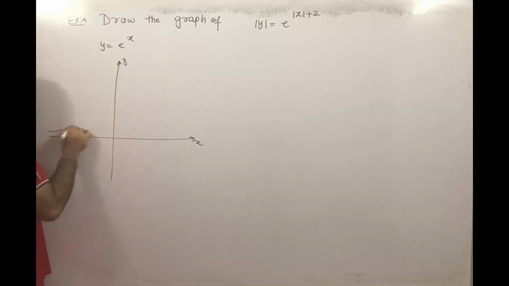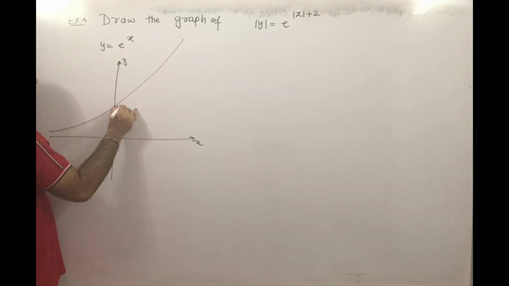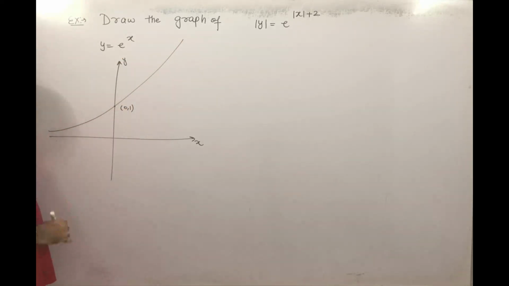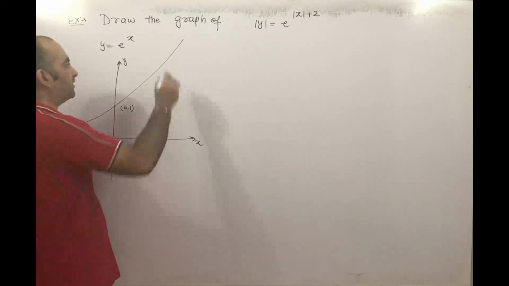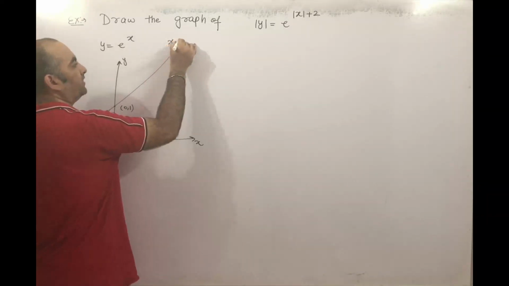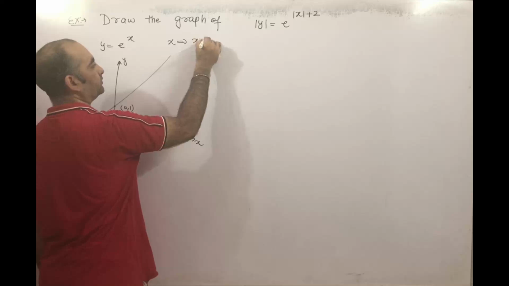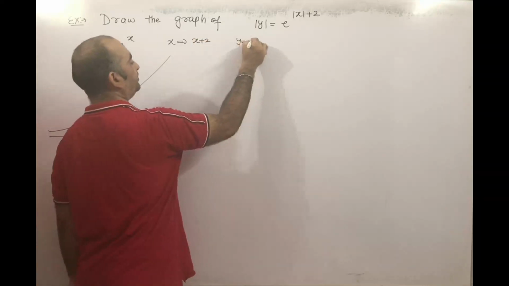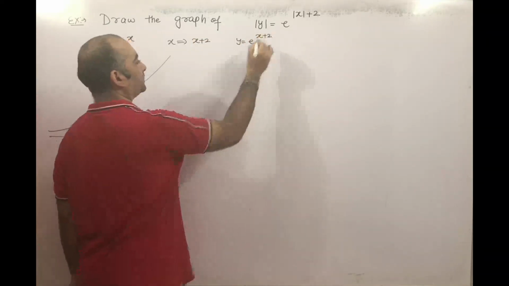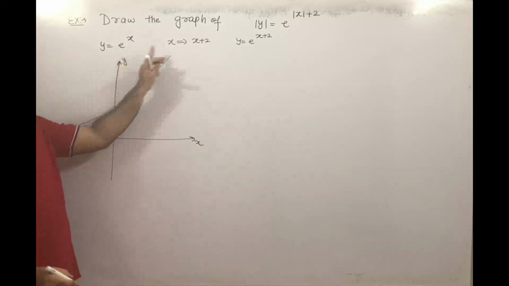So this point will come at (0, 1). Now here, first what you will do, instead of x, we will replace with what? x plus 2. So what will come here? y equals e power x plus 2. Okay, so here we are replacing x with x plus 2.